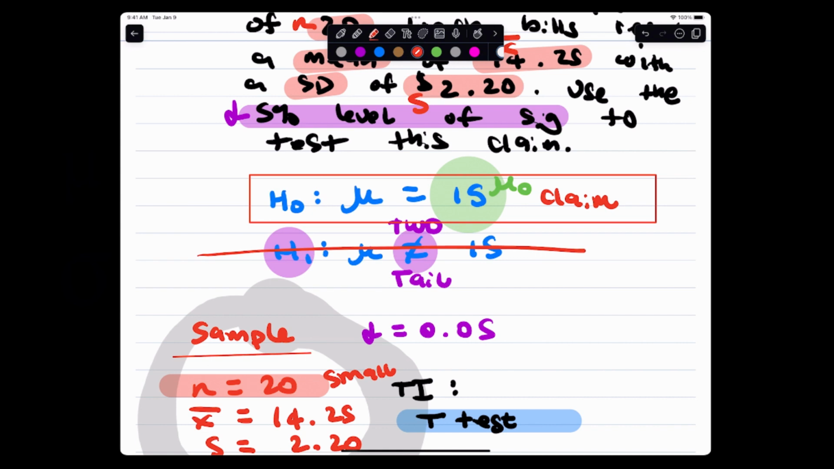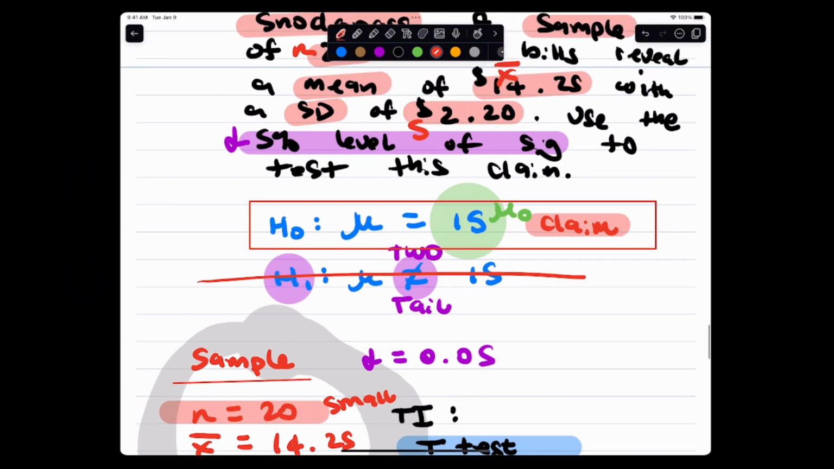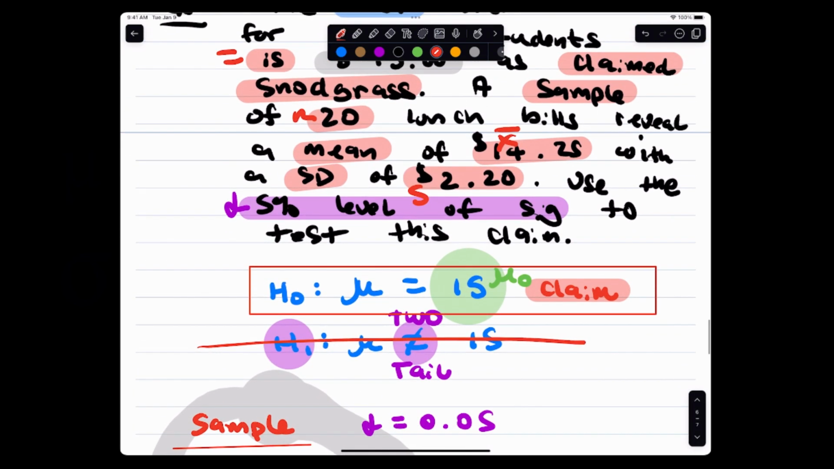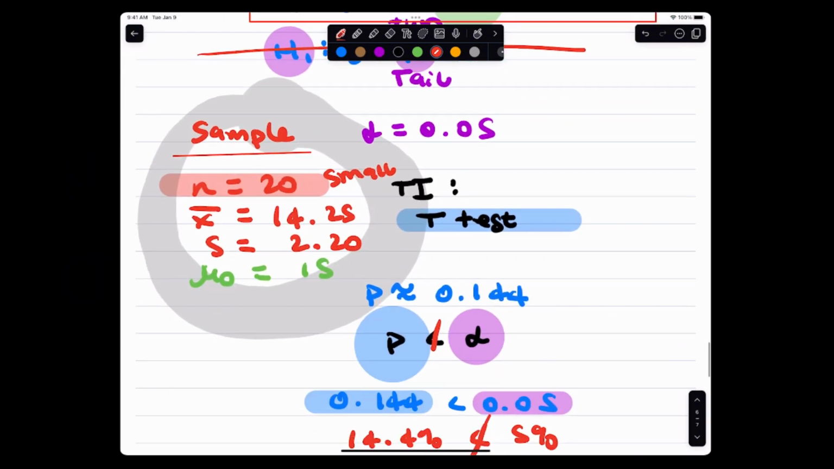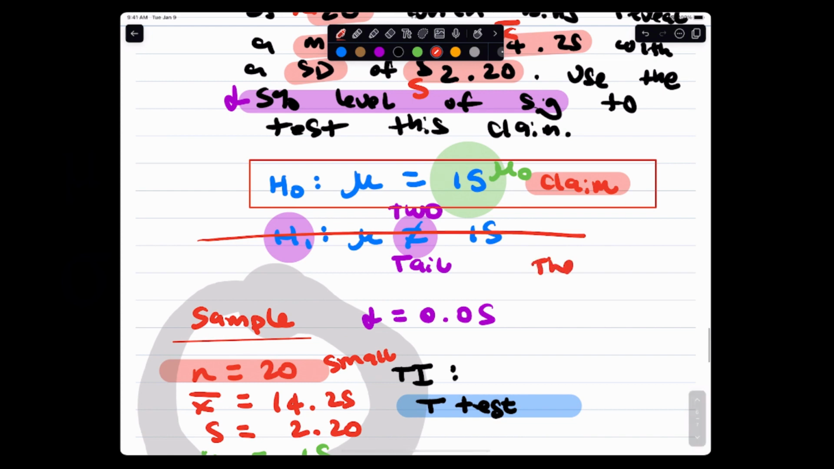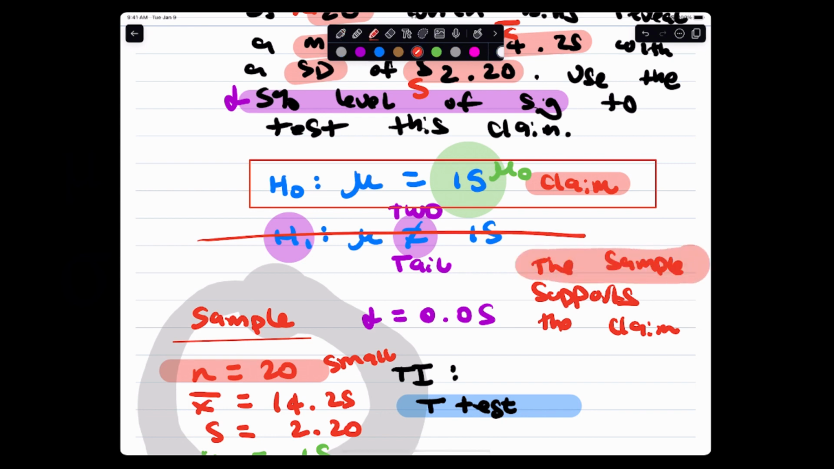And when you keep that null, what are you doing? What does that mean? You're hugging the claim here, okay? Now, ladies and gentlemen, we're hugging the claim, so what does that mean? The sample is saying what? The sample supports the claim. It's a small sample, it's a t-test, but this is supporting what? Supports the claim. The claim is that the mu is 15. And there it is, ladies and gentlemen. This is a t-test. Anyway.